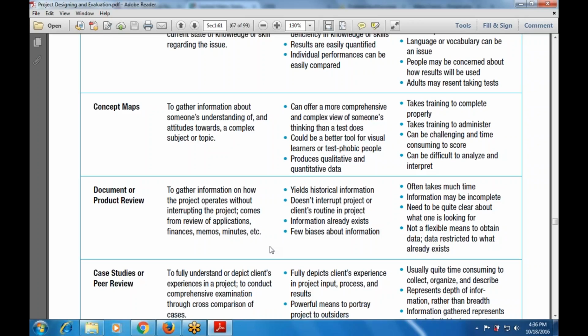Then one needs to be quite clear about what one is looking for and how. Then it is not a flexible means to obtain the data. Data is restricted to what already exists. What already exists, that is limited to that data.